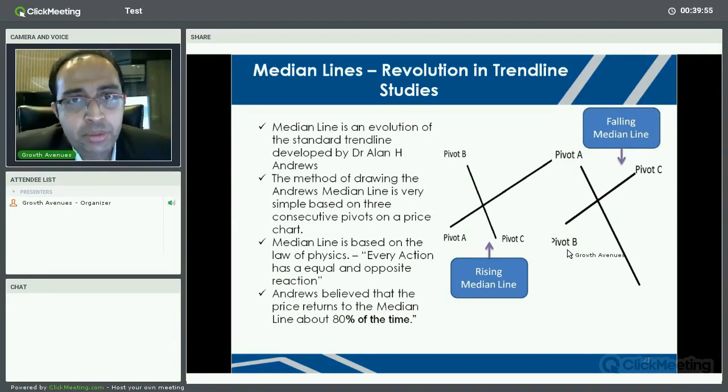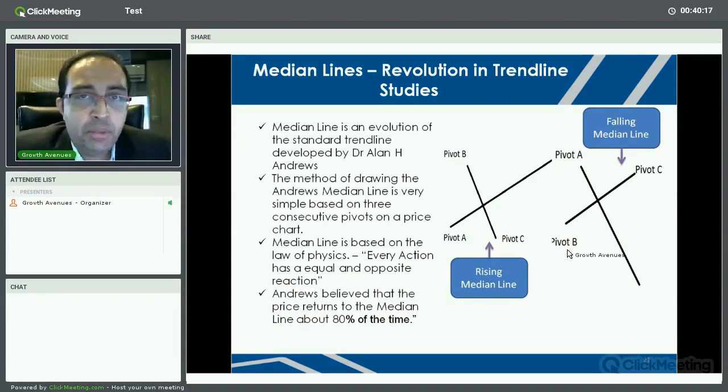And median line is one of the most fascinating subjects, unknown to many. Many people know moving averages as part of line study. Many people know Bollinger Band as part of line study. Many people know trend lines as part of line study, and of course channels. But very, very few people know about median lines, and that's what I'm here to tell you about.